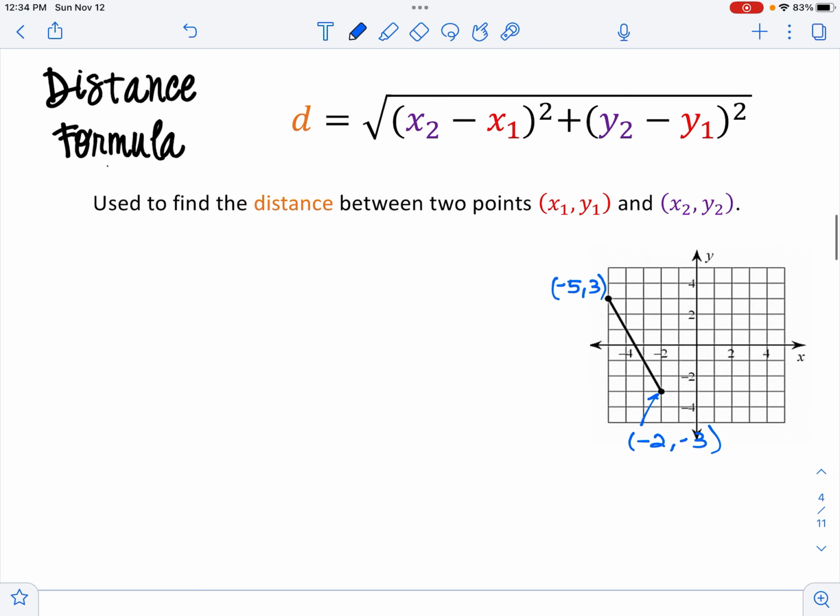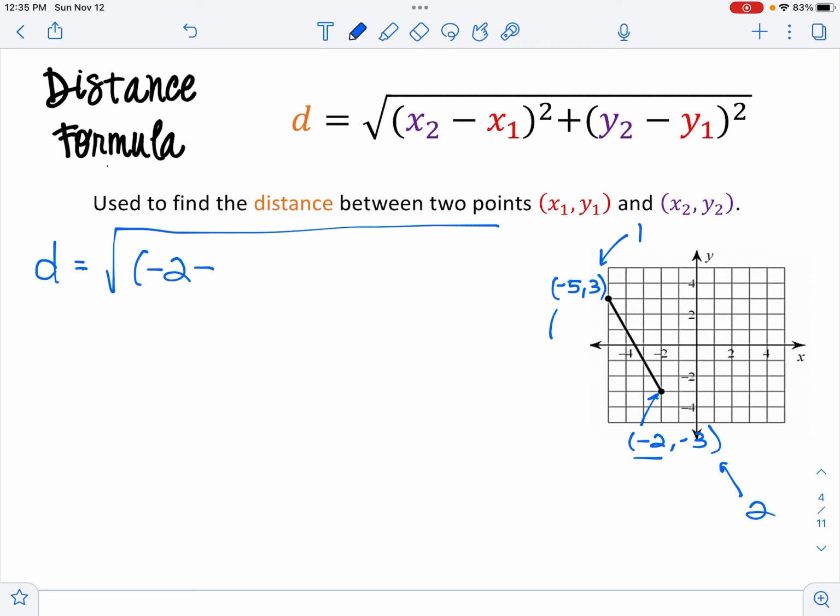Okay, so based on the formula up here, I'm just going to use what it says to do that. So the distance between those 2 points has to be equal to the square root. Let's call this point 1 and this point 2. It doesn't matter which one you do, but for our purposes, let's just do that. Okay, so x2 would be the x from the second point. So that's -2 minus x1. So that would be that one. And that's -2 minus -5. Close the parenthesis, and I'm going to square that.